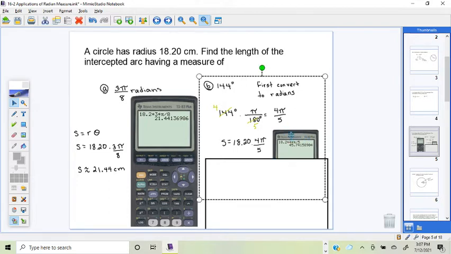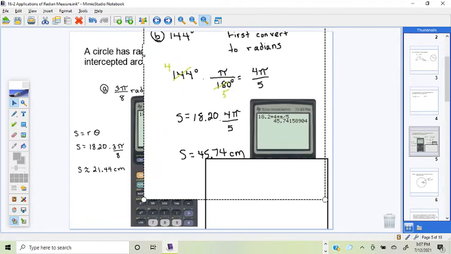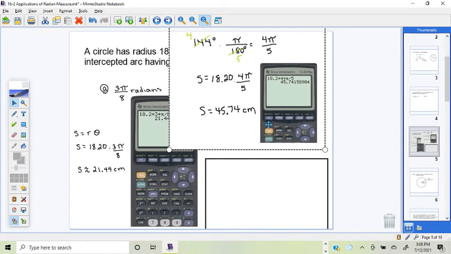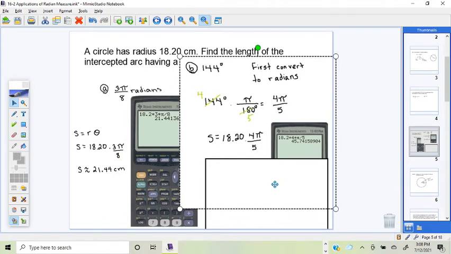If you were to use your TI-83 plus calculator, that's what that would look like. 18.2 times 4 times pi over 5, and it would give you that answer. Now, if you wanted to, since you've got the calculator anyway, 18.2 times 144 times pi divided by 180 will give you the same answer. So there's not really a need to have to reduce that. It will still work, especially if you're doing it as calculator work anyway.